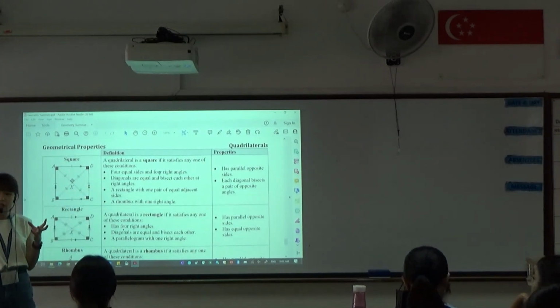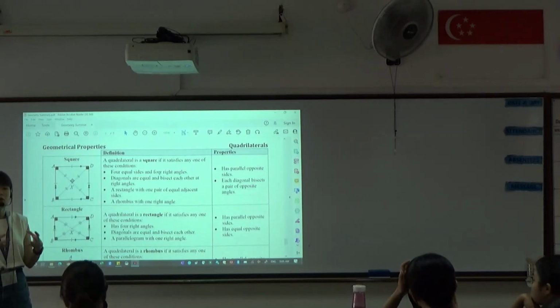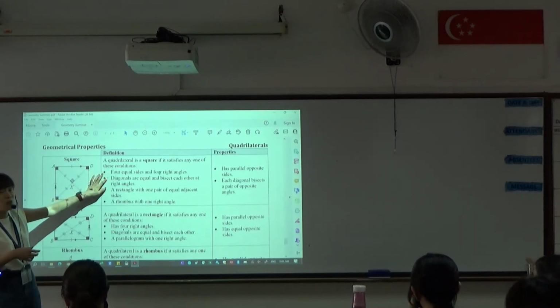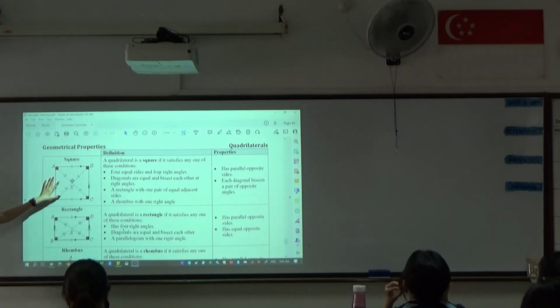That is the definition. Okay, but certain times, when given in the question, they don't provide you sufficient information for us to stick with this definition to prove. So therefore, we have equivalent conditions that will allow us to actually show that it is also a square.